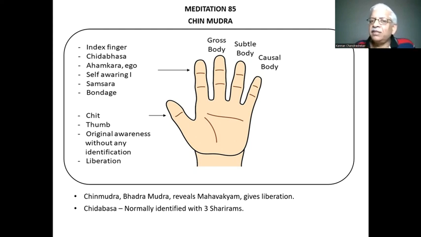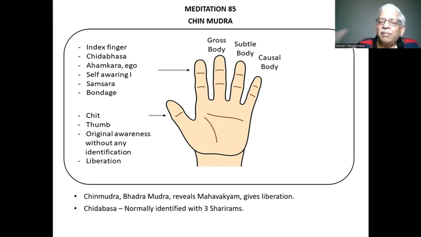What are the middle three fingers? The middle three fingers are gross body, subtle body, and causal. So through the chin mudra, which is also called Bhadra mudra, it reveals the Mahavakyam that I am not the ego, I am the Sakshi. It is just a symbol by which I can take my mind to realize the truth of this whole cosmos. Like the word Om, this is in a pictorial format. I connect the ego I to the Sakshi by connecting the thumb to the index finger.